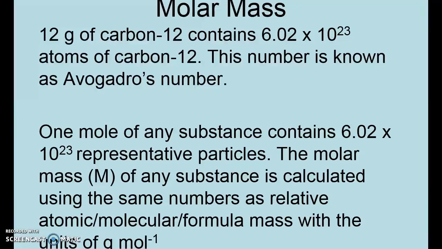And again, it's defined based on carbon-12, a very common isotope. So 12 grams of carbon is known to contain Avogadro's number of atoms of carbon-12. So 1 mole of any substance contains that number of particles, and the molar mass of any substance is calculated using the same numbers from the periodic table, but this time using grams per mole as the unit instead of AMU.